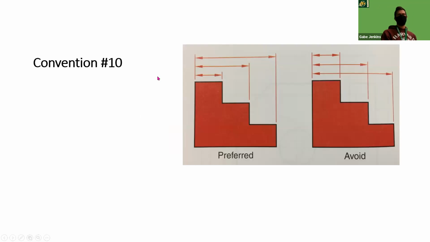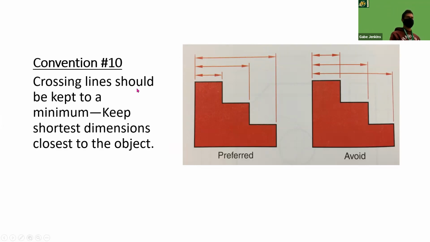All right. Last one, I think this last one is pretty straightforward. This is good, that's bad. This is bad because it's confusing, right? All those lines crossing, much easier to see if you do them this way. The smallest dimension is closest to the shape. A slightly bigger one is slightly farther away from the shape, and the overall dimension would be the farthest from the shape. So we're trying to keep those extension lines from crossing as much as we can.